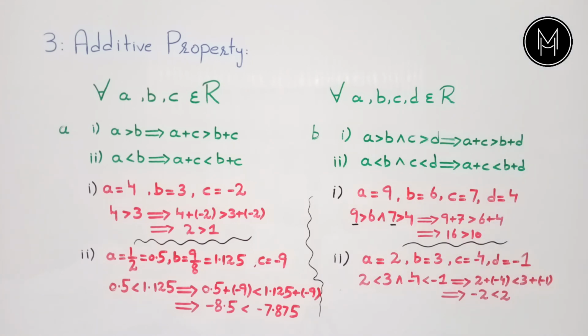So this is the additive property of inequality. So these are three properties of inequality. Now there is only one property of inequality to discuss, and that is the multiplicative property of inequality. And we will talk about multiplicative property of inequality in our next lecture.